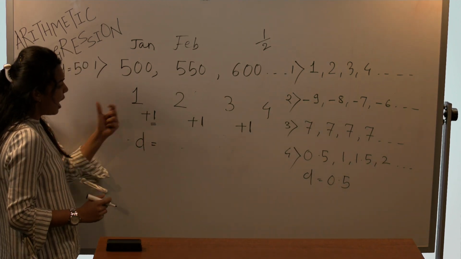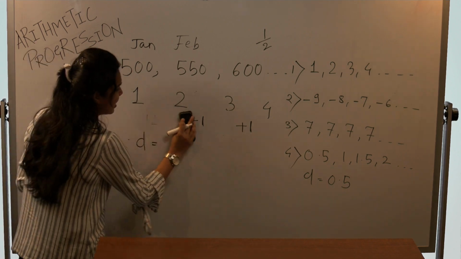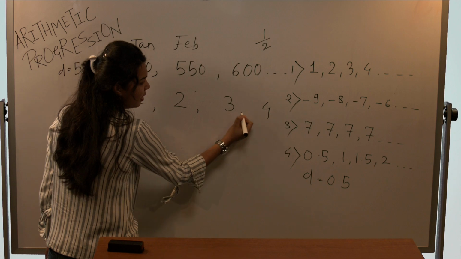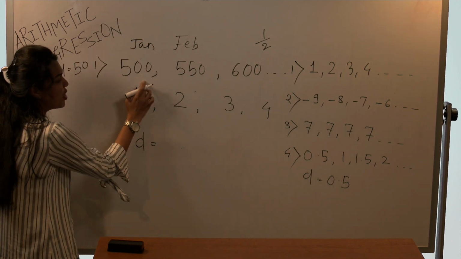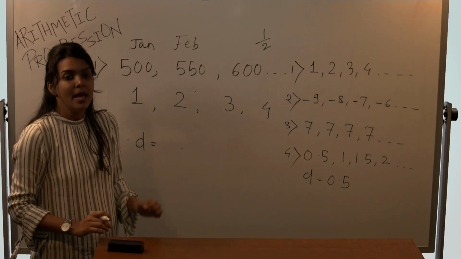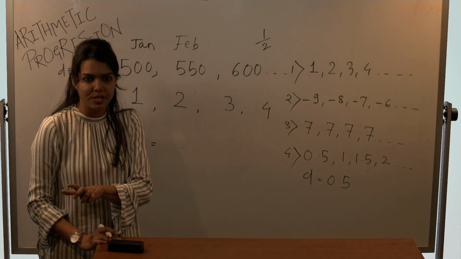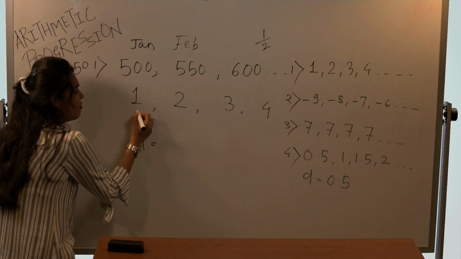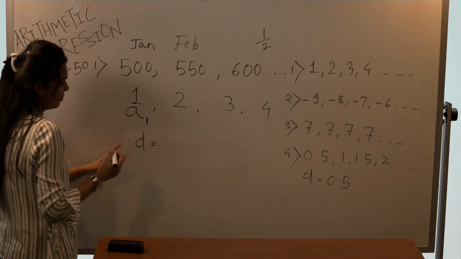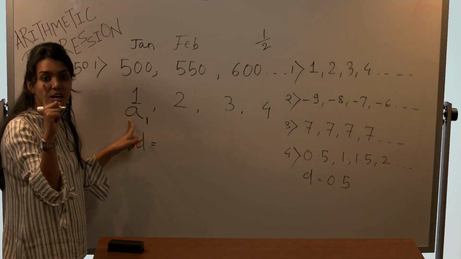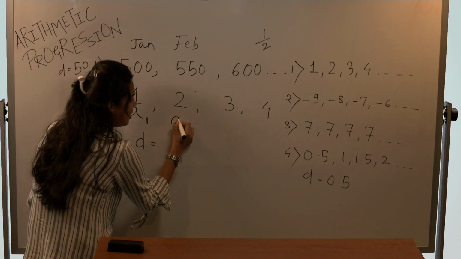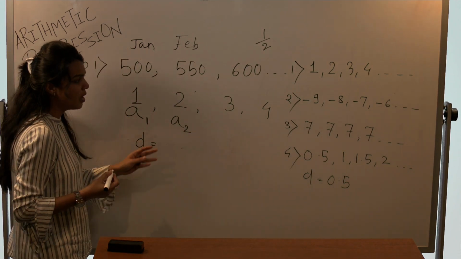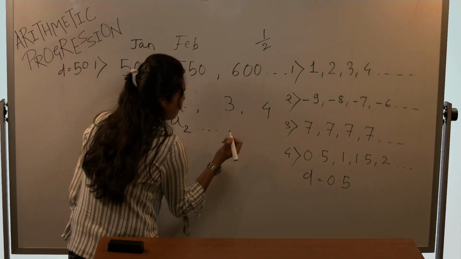Okay. Now let us see this example. 1, 2, 3, 4 is the sequence. First sequence we are considering. Can I say this is the first term of your AP? AP is arithmetic progression. I will write it as A1. A1 is nothing but the first term. This is the second term, so I will mark it as A2. Then A3, A4.